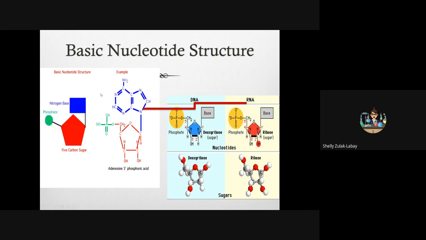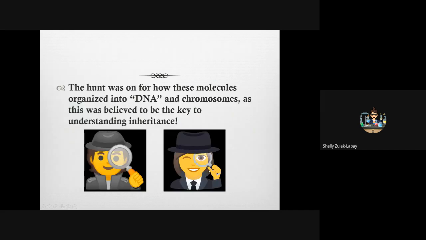So they were able to start to make sketches of what the parts of nucleotides would look like. This would be the written organic chemical structures, and then some people describe these as the ball and stick model to show what the atoms would look like in 3-dimensional space. So the hunt was on for how these nucleotides, these molecules, organize themselves into the structure of a DNA molecule.